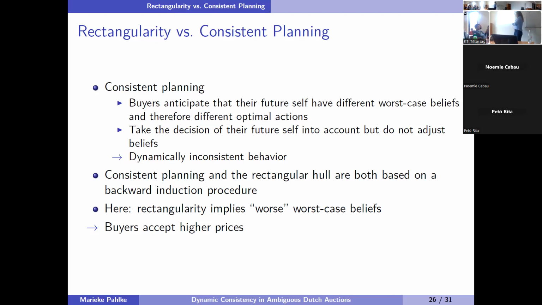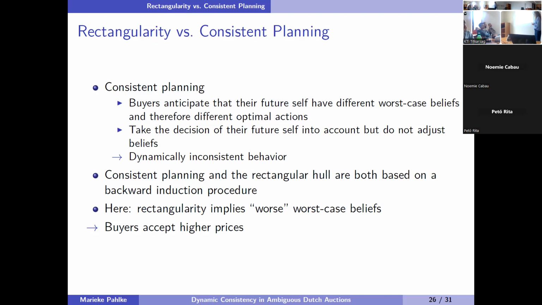They also show that you can extract almost all surplus, but, and that's, as far as I know, the first time that this has been shown in the literature, in this setting we really get completely different equilibrium strategies for both settings. So usually, because both are based on backward induction, both rectangularity and consistent planning, we have a different interpretation of the strategies, but we end up with the same equilibrium. Here this is not the case.